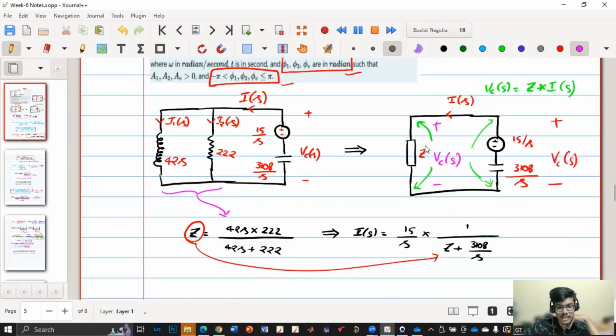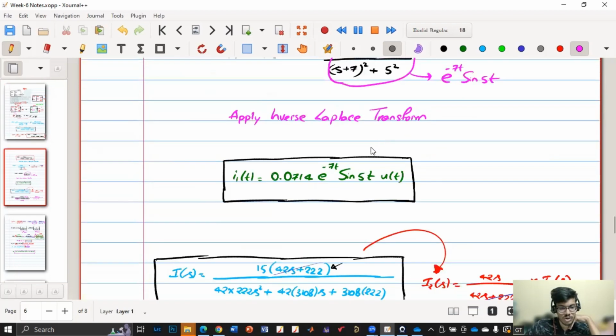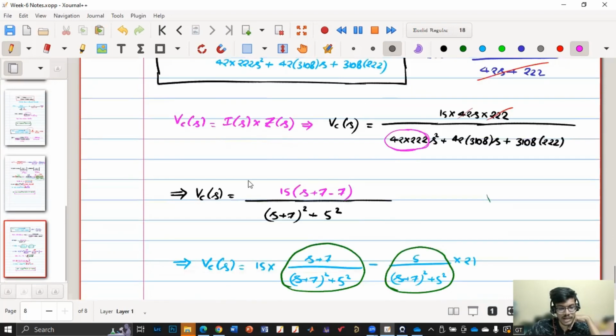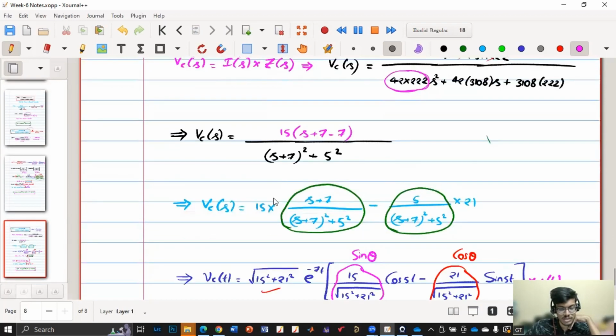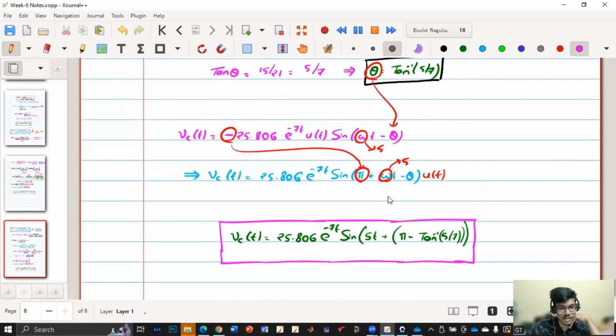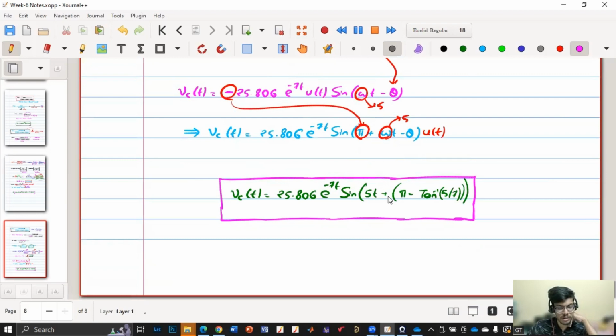I selected the z into I of s path, which is also Vc of s. So I multiplied I of s with z of s and simplified. Again, it is a cos term. So I separated these two terms, again cos theta and sin theta, and then simplified to get the final expression. So until this point, is this clear?